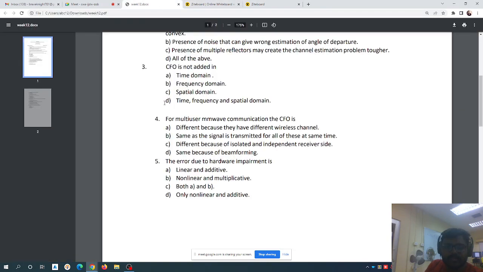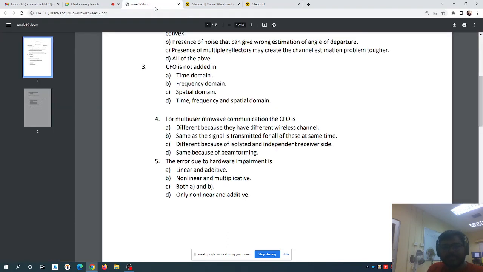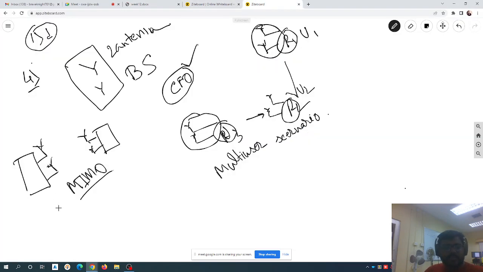So let us go back to the question. So the right option is option C, because it is different because of isolated and independent receiver side. So what is isolated? They are not connected in between and they are independent. They have no dependency on each other, like they are not that close that the channel is also, like the receivers have some characteristic that they match from the same clock type of thing. So that is the reason the CFO will be defined for each of them. So that is the reason the correct option will be option C. So question number 4 has option C.